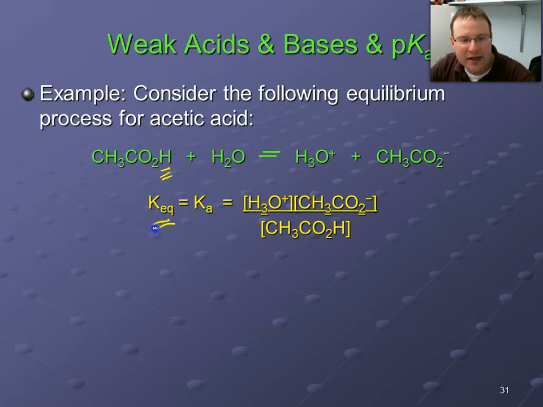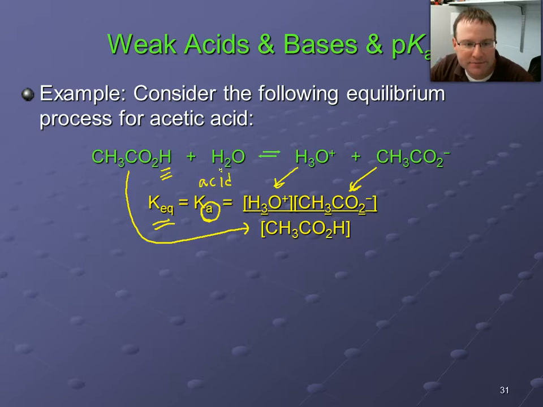So we can say that KEQ equals products over reactants. So we have our acid, acetate products in the numerator of the expression, and then we have the acetic acid molecule in the denominator. Again, we tend to leave out water because it gets absorbed into our equilibrium constant. Now, because this is an equilibrium process for an acid, we change KEQ and we call it Ka because it's the equilibrium expression for an acid.